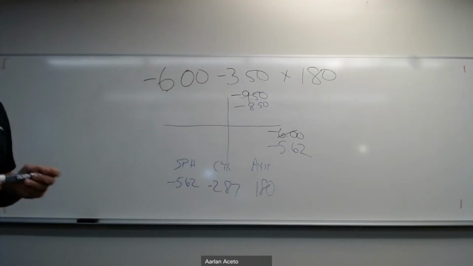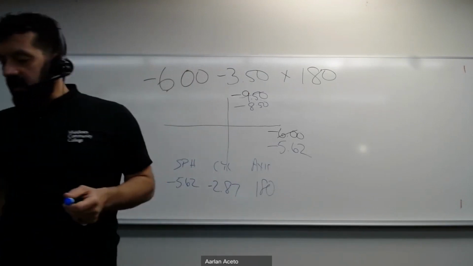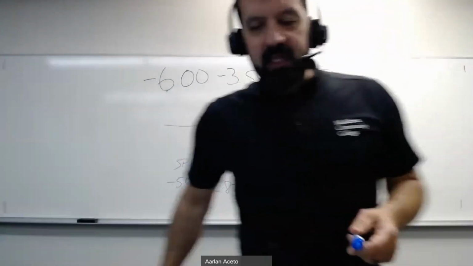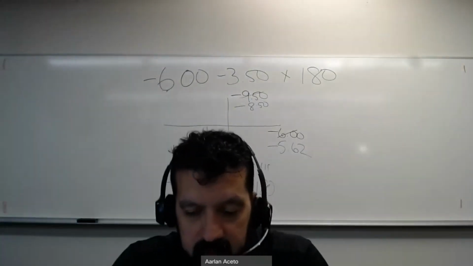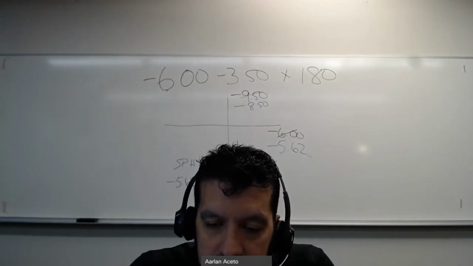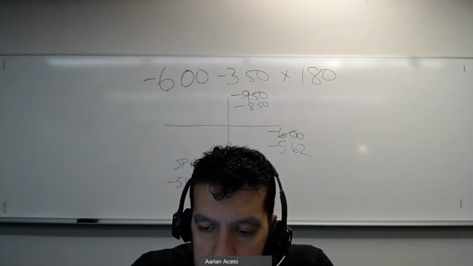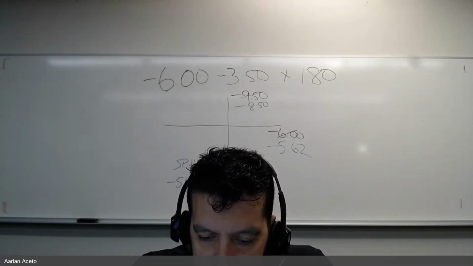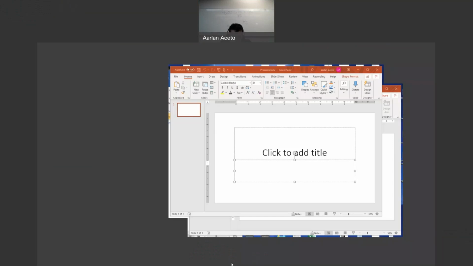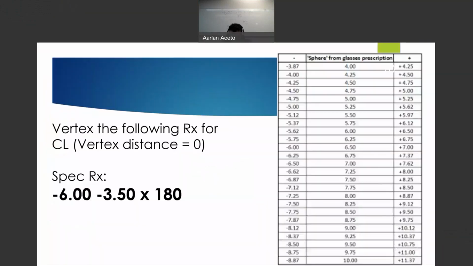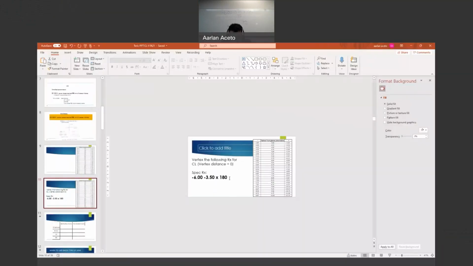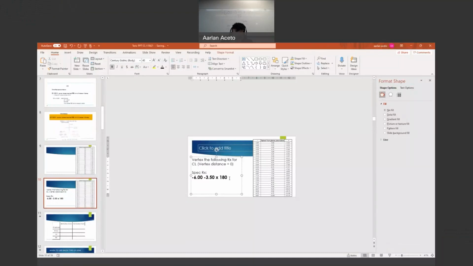I'll give you some examples for pluses and all the cyls. So in contact lenses, for our purposes, we'll give you the prescription and I want you to break it down into its component parameters. And then, in this case, we just said that we're going to vertex it down: -6 goes to a 5.62, the -9.50 goes to an 8.50.